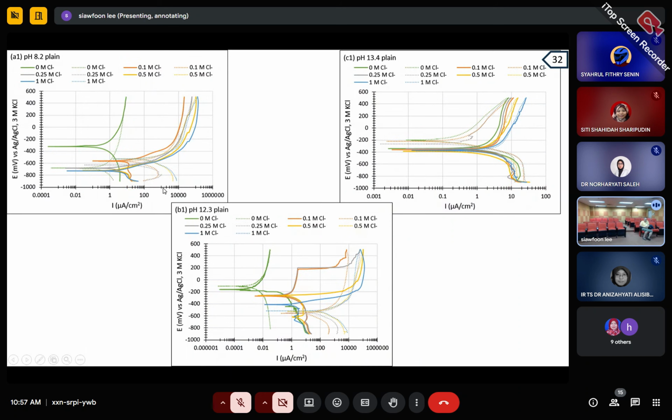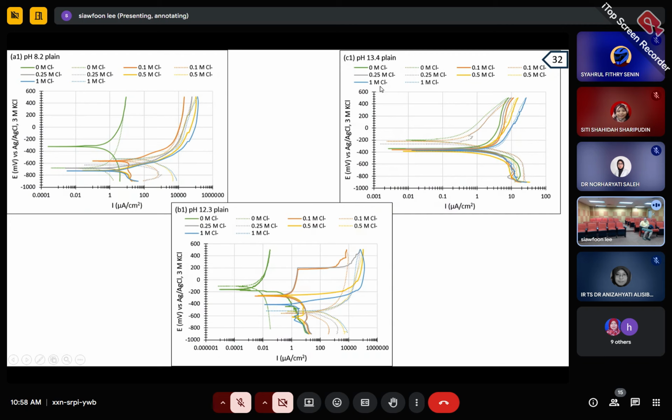And you can see at pH 8.2, the current can go to 10,000 microampere, which is very large. And if you have a high corrosion current, it means that corrosion is happening. But because here we have a small corrosion current, it means at pH 13.4 there's actually no corrosion happening.